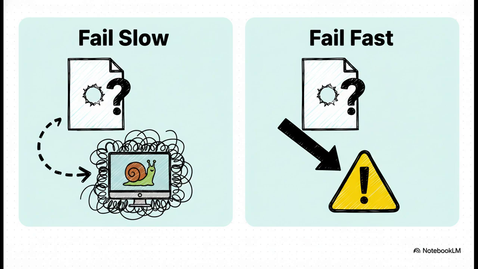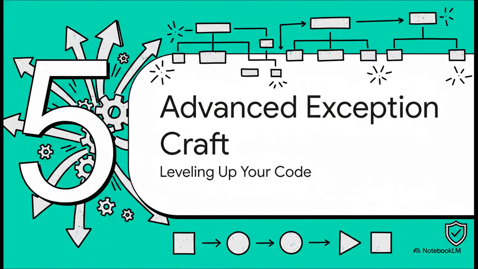Let's make this super practical. In the fail-slow scenario, maybe a missing config value causes weird performance issues that take you days to track down. But look at the fail-fast case. The program immediately throws an exception with a super clear message. The bug is obvious, and you fix it in seconds. That right there is the power of this idea. So, once you've embraced failing fast, you can start to really polish your technique. Let's look at a couple of more advanced practices that'll seriously level up your code.